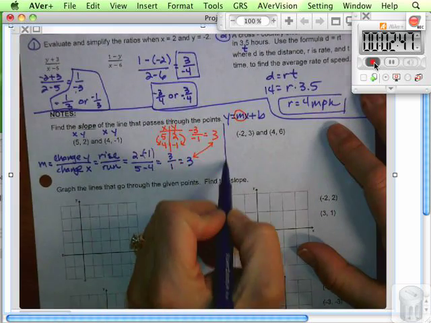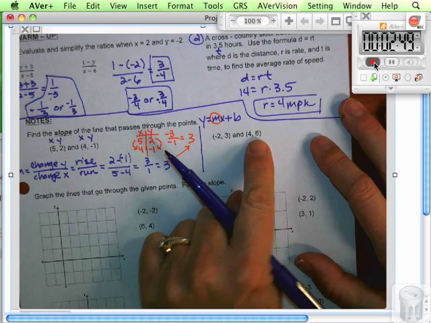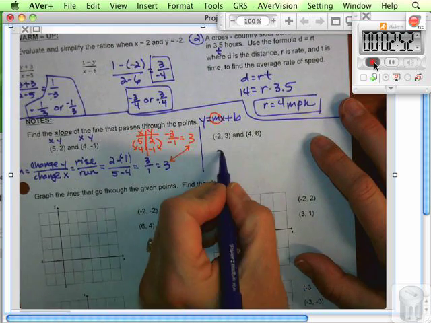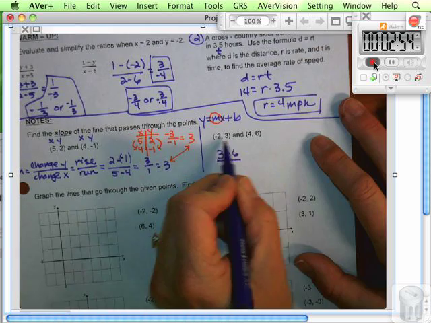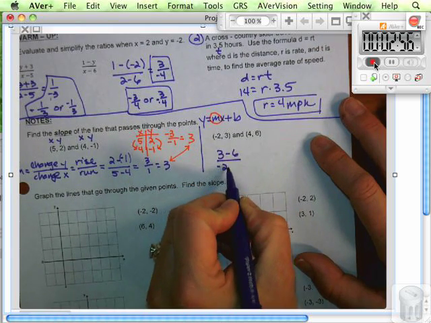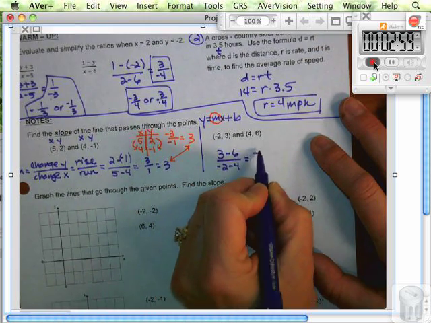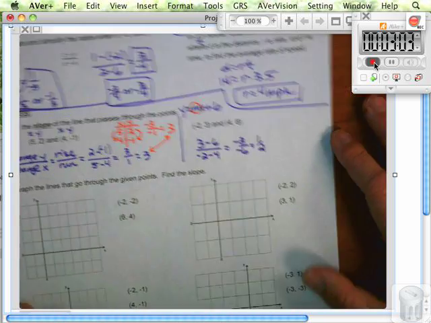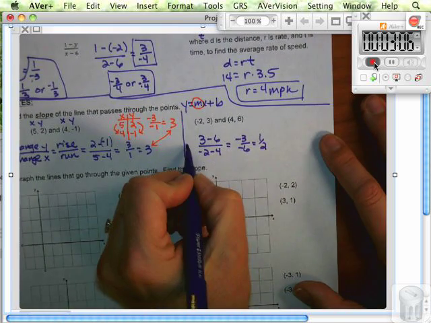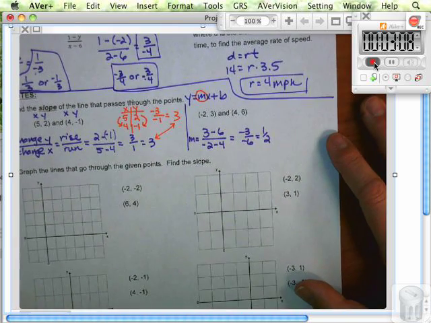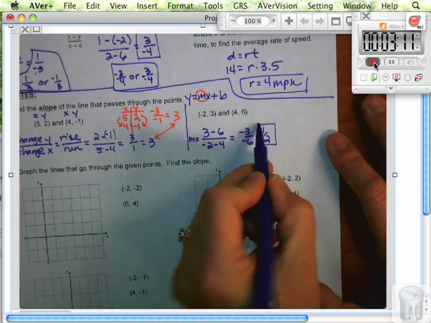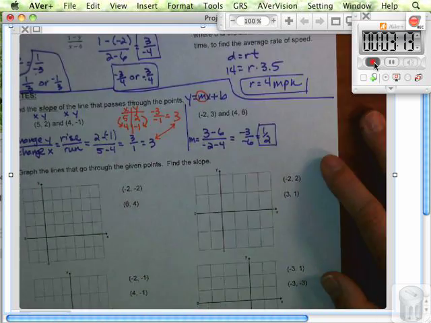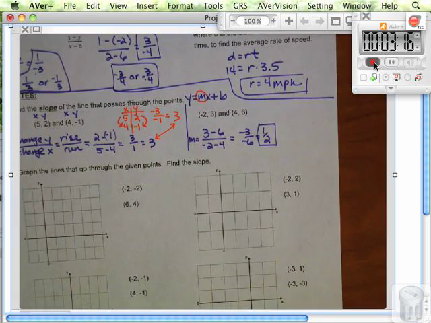Let's do another one here. I'm going to do change in y. This is how I like to do it. 3 minus 6, and then divided by change in x. Negative 3 over negative 6 equals positive 1/2. That is my slope. If you did a table, you should get the same answer. Is this line going to go up, or is this line going to go down? Up. Positive, right?